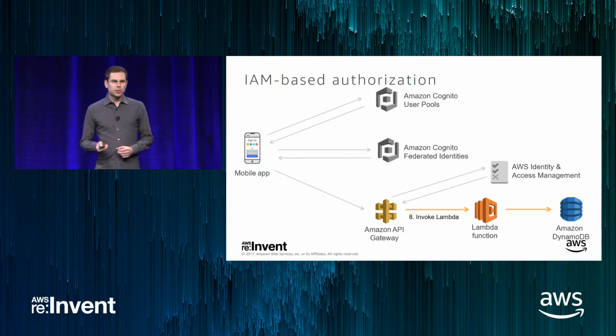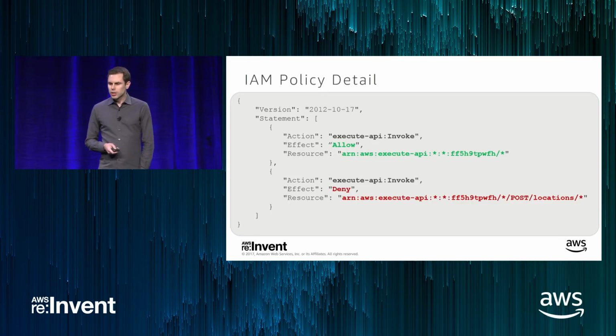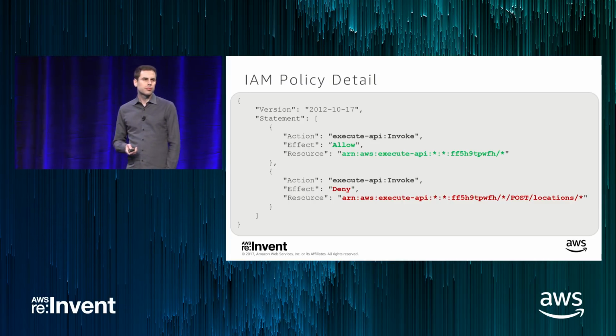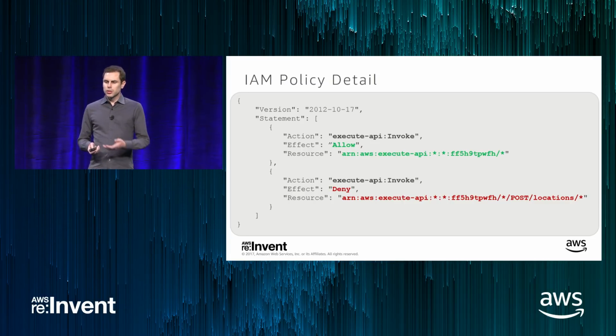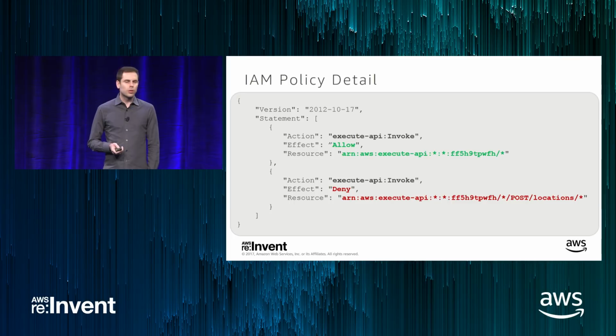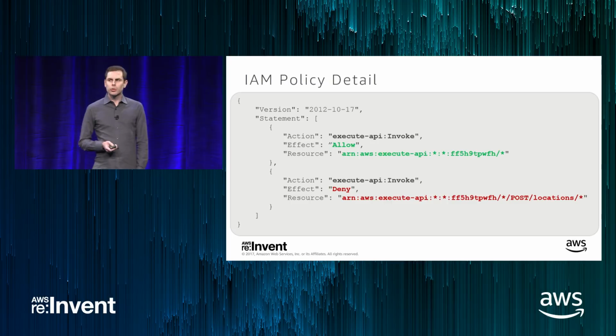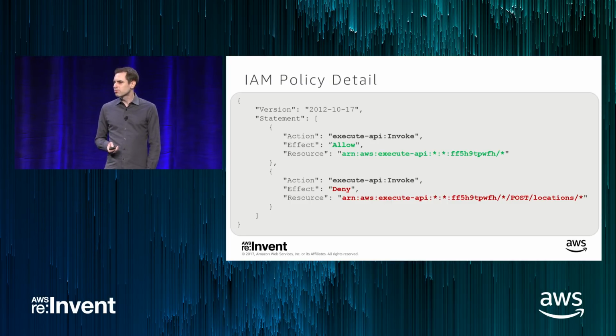So I mentioned the policies. How might that look? Here's an example of a very simple IAM policy for your reference. You can see in this policy, the key action to note is something called execute-api:Invoke. In this policy, we're allowing our users to access any operation in the API with the exception of POST operations on our locations path and subpaths.